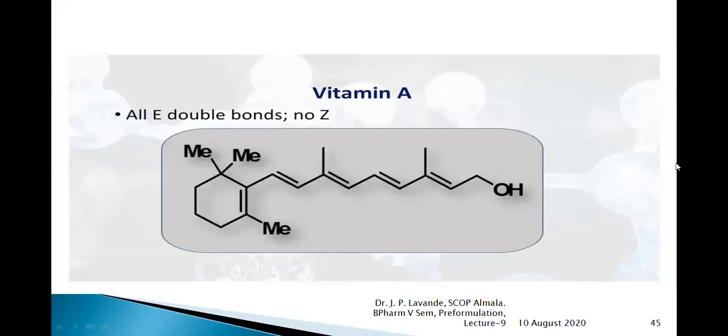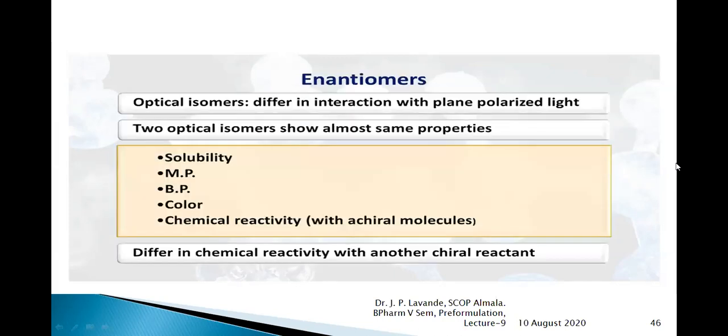Here is vitamin A, all E double bonds. Enantiomers are optical isomers. They differ in interaction with plane polarized light. The two optical isomers show almost the same properties in terms of solubility, melting point, boiling point, color, and chemical reactivity with achiral molecules. They will differ in chemical reactivity with other chiral reactants.